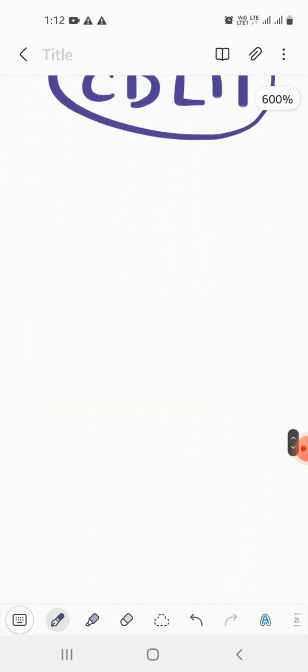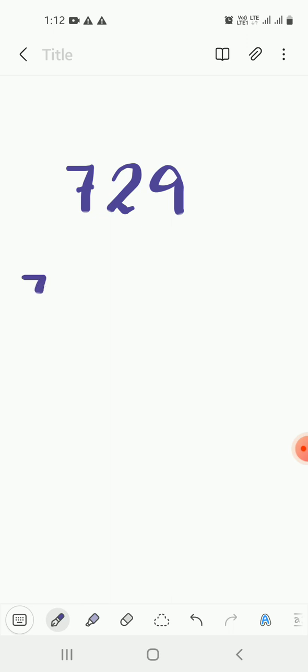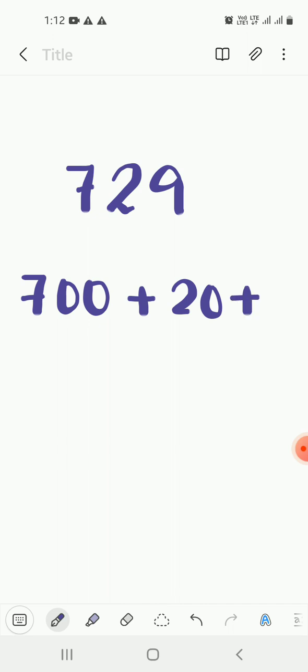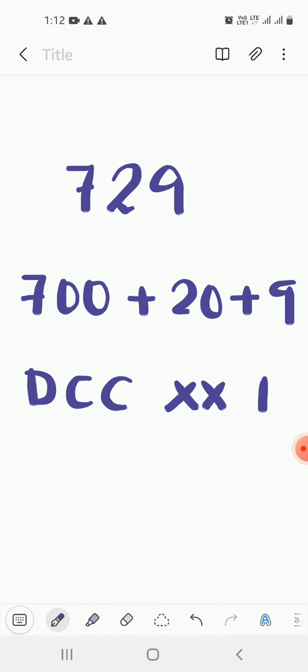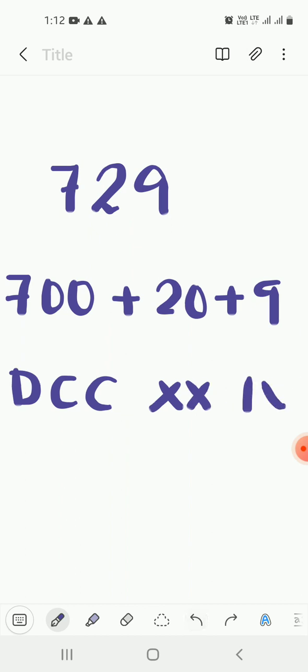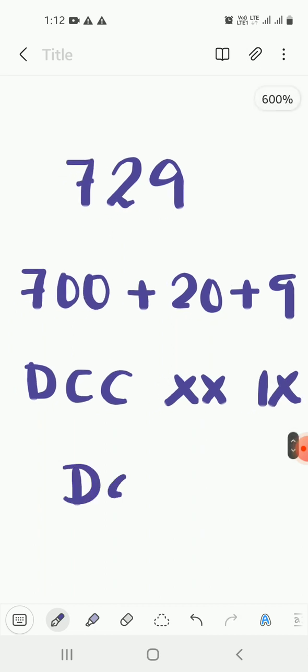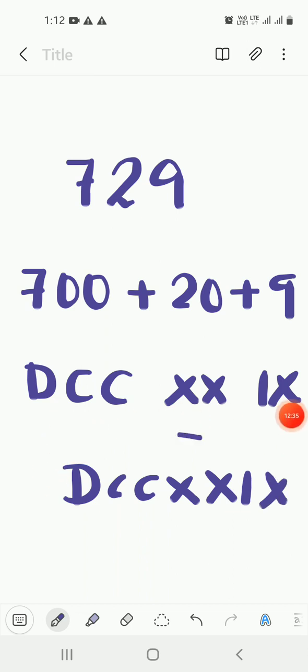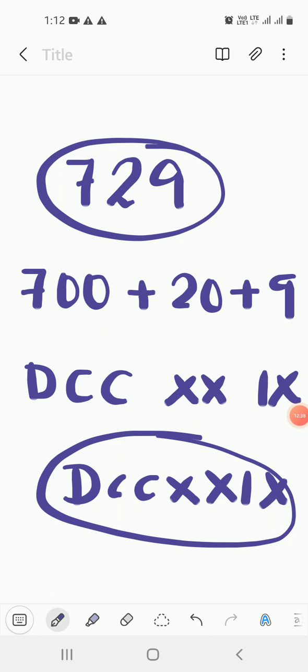Let's take another example. For an example, we are given 729. We will follow the same process. Break it into simple parts. 700 plus 20 plus 9. 700 is written as D, that is 500, C, which is 700. 20 is written as XX, and 9 is written as IX. So we are going to write all of this together, that is DCXXIX, and this would mean 729.